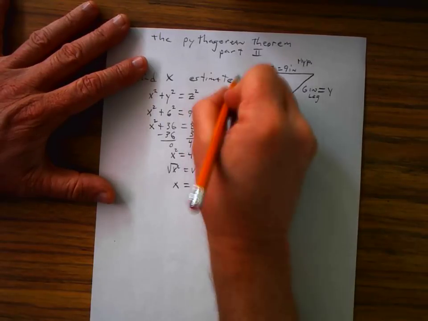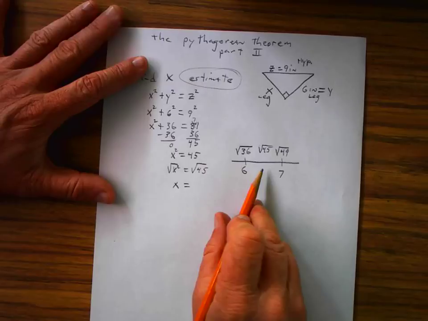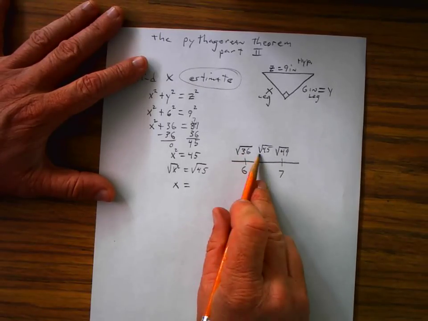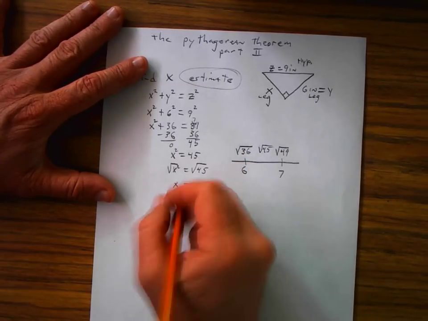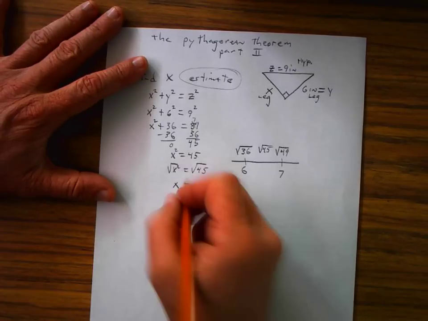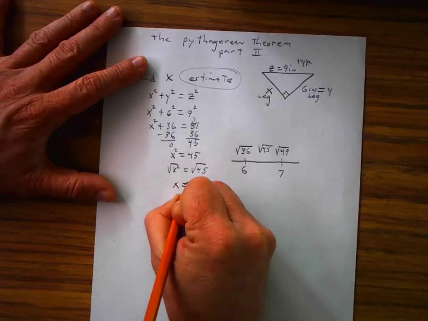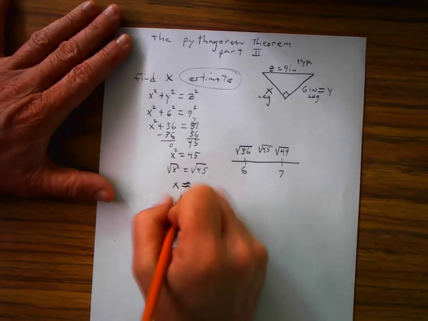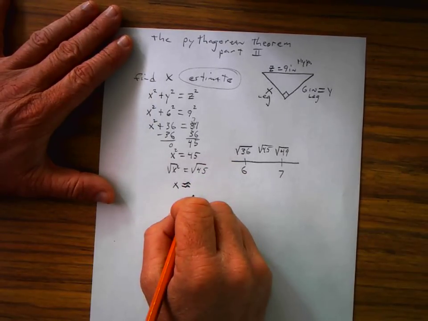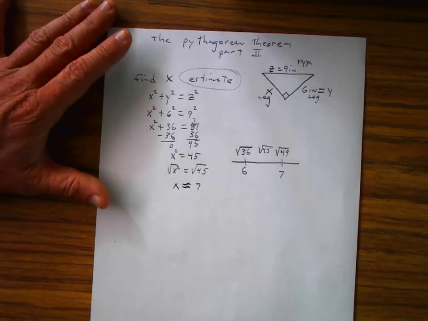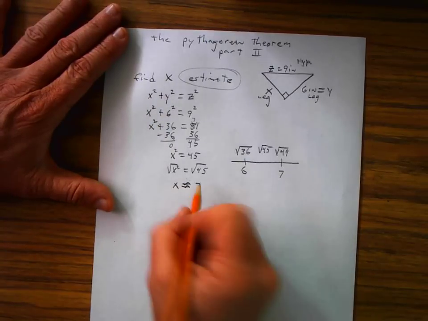Now again, we're just estimating here. So is 45 closer to 49, or is it closer to 36? Well, it's closer to 49. So we're just going to approximate our answer. So I represent that by putting some tildes one on top of each other. And the square root of 45 is approximately equal to 7, a little bit less. But for the purposes of this problem, that's close enough.